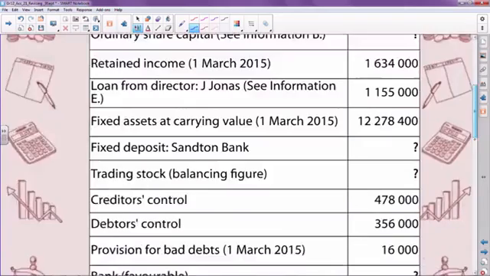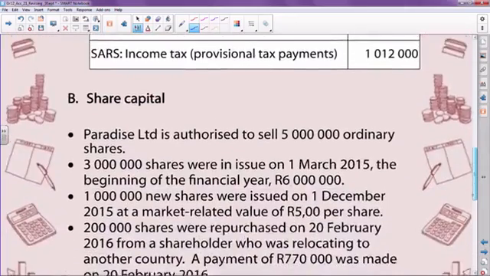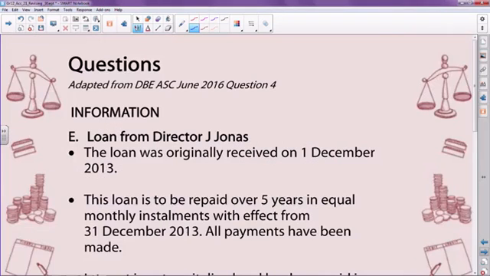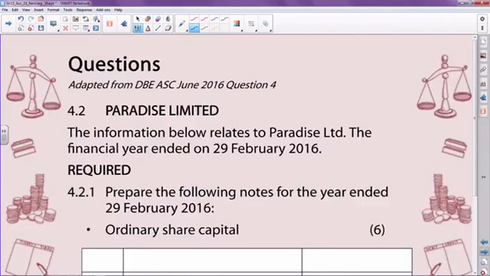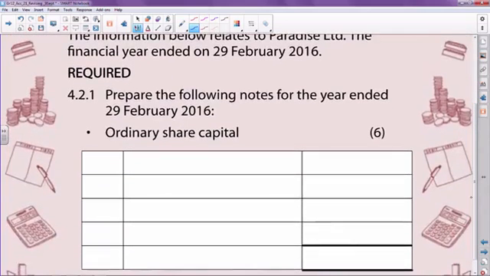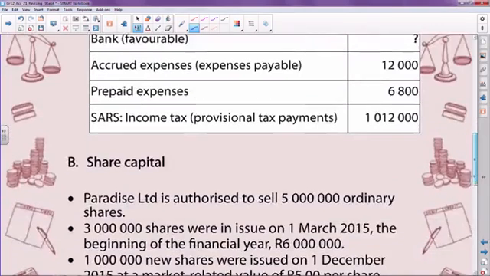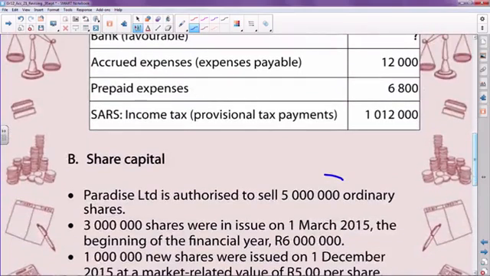All our balances are given to us, and that's the information that we have regarding share capital. Immediately we go into ordinary share capital, and you will see that we use the information to complete that ordinary share capital note. What information do we start off with? Firstly, we are authorized to sell 5 million shares. Remember, that's the figure that we are authorized to sell. This does not mean that that's the actual number that we have sold.